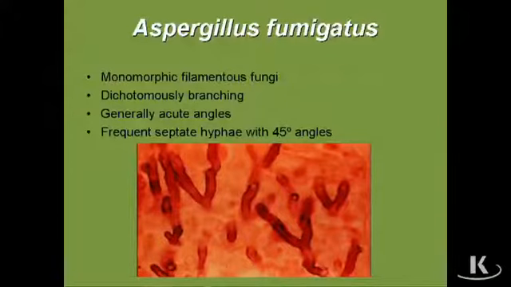Okay, they're going to put that in the question, 45-degree angles with septate hyphae. What does that mean? The hyphae are actually divided, so there's little divisions in the hyphae. That's important because there's another one we're going to talk about that has non-septate hyphae. Aspergillus, unlike the systemic fungi we just talked about, is monomorphic, so you're always going to see it in the fungal form, which again is at the 45-degree angles.